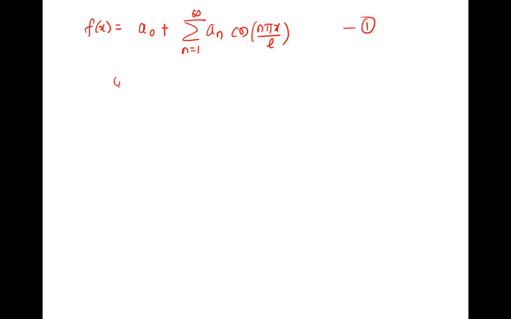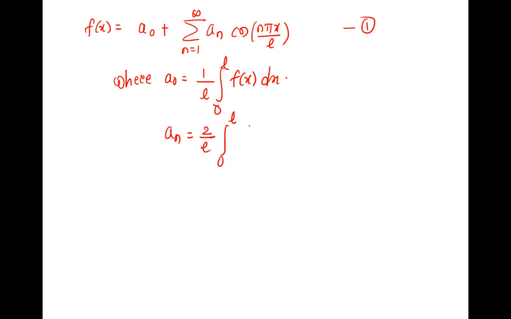Where a0 is, define a0. 1 upon L, the modified one, integration 0 to L. Even-odd definition changes. And an is 2 by L, integration 0 to L, f(x) cos(n pi x upon L) dx.